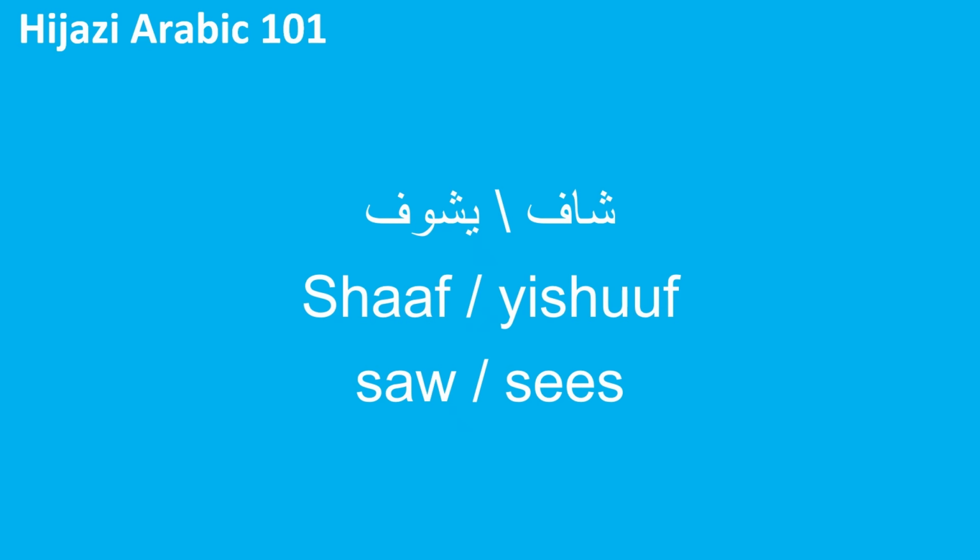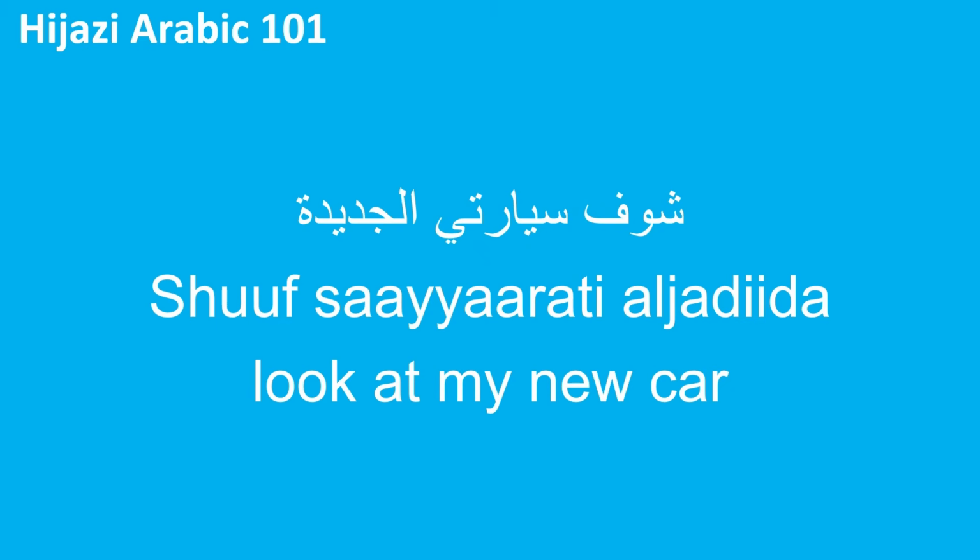Anyway, next verb, شاف, يشوف. So again, we have to identify the present stem. We remove the ye from the beginning of the verb in the present tense, so it becomes شوف, and that's the imperative form. So for example, شوف سيارتي الجديدة, look at my new car. So شوف means see or look at in some context. سيارتي, my car. الجديدة, the new.